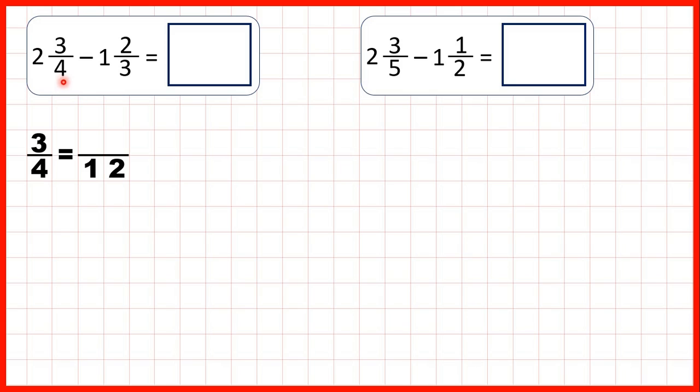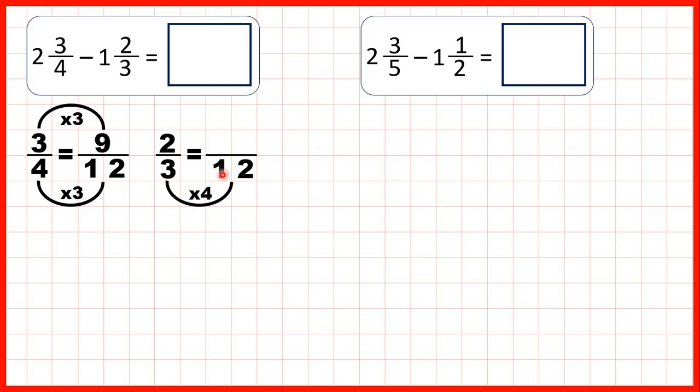12 is in both the 4 and the 3 times tables, so we can find equivalent fractions to 3/4 and 2/3 which have a denominator of 12. We use multiplication to find equivalent fractions, and 4 times 3 is 12, so we do the same to the numerator, and 3 times 3 is 9. Now 3 times 4 is 12, so if we do the same to the numerator, 2 times 4 is 8.